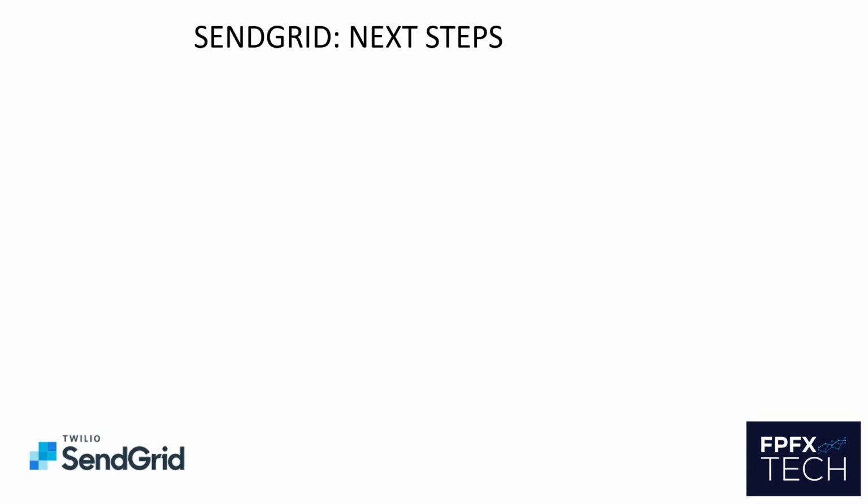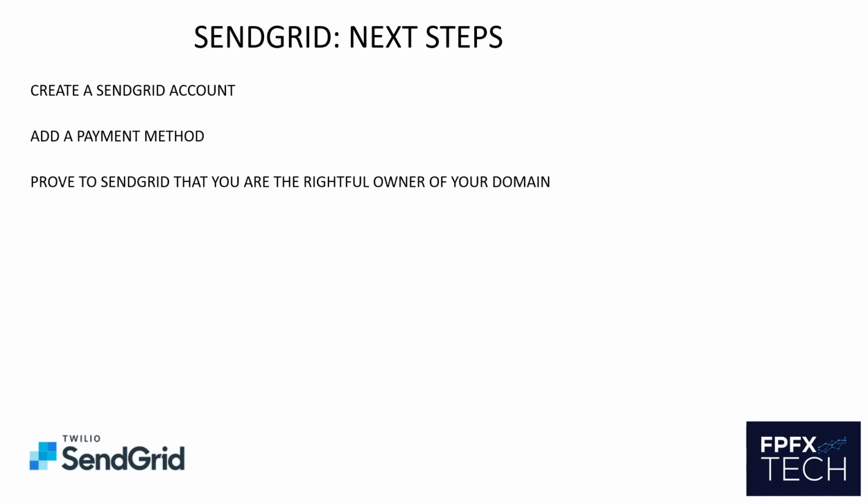So, what do we need to do? First thing you need to do, and what this video will show, is create a corporate account on SendGrid for your company. You then need to add a payment method. And finally, the most important part, and the part that catches people out, you have to prove to SendGrid that you're the rightful owner of your domain. That's the protection against anybody just simply creating a SendGrid account, calling themselves bankofamerica.com and sending out emails that look like they come from bankofamerica.com.